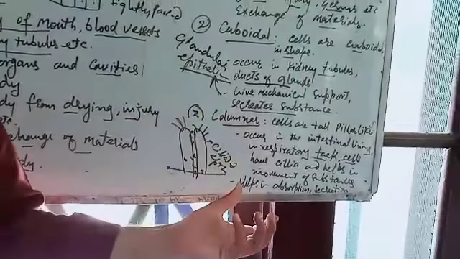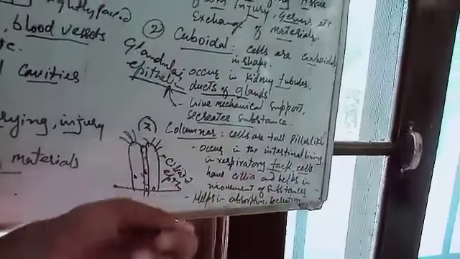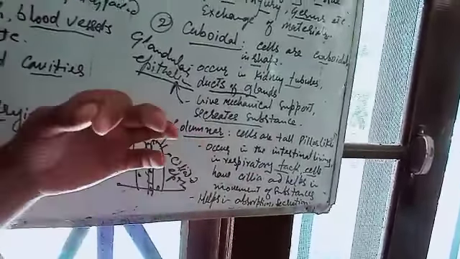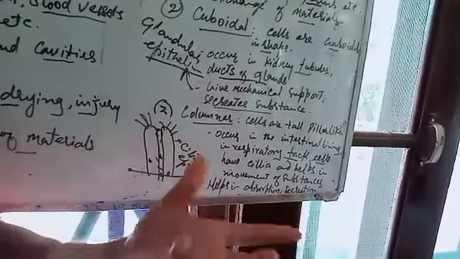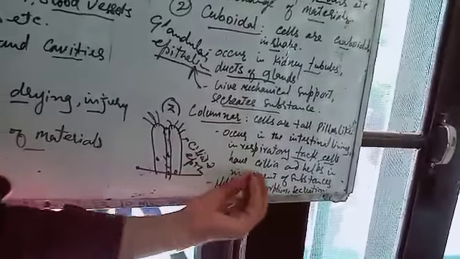What is the function of these? They help us in absorption and secretion. They help in the absorption of digested food because the intestine absorbs it. They help in the absorption and secretion of substances. Some substances are secreted from these types of cells.